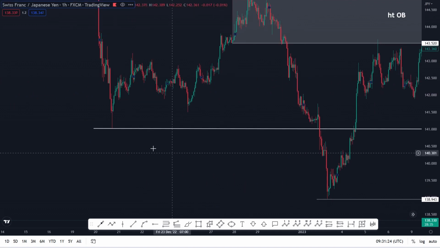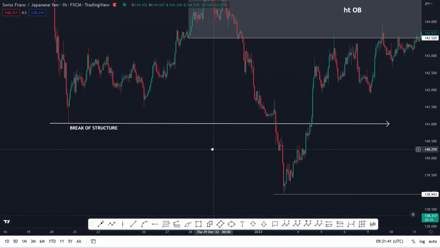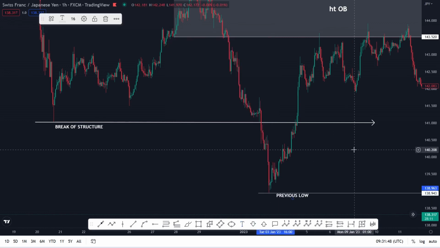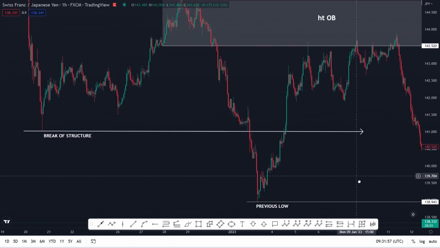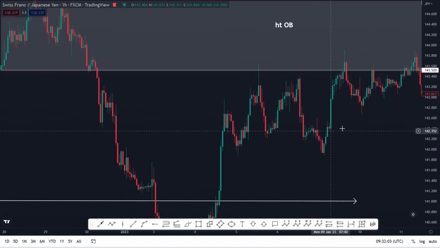This is the break of structure around here. You can see everything is just a mess because I've been recording another video. A break of structure, we can say previous low. We have a previous low around here, and this will be your first take profit. I like to target the bigger take profits. So let's talk about this trade over here.